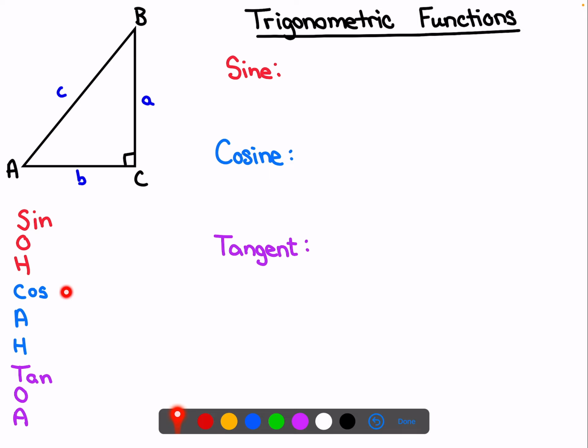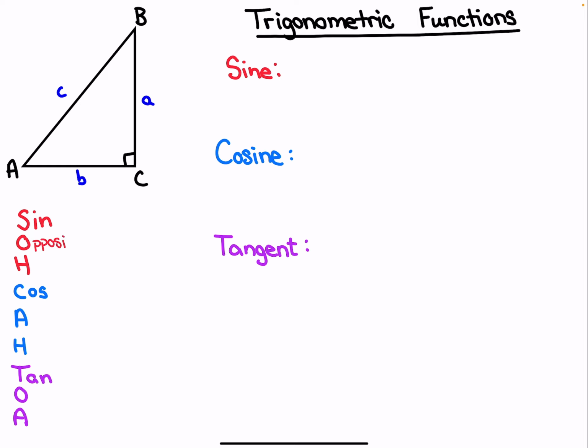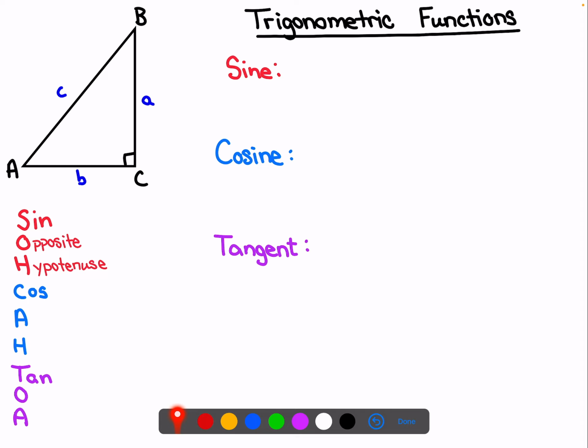Now we can see that within Soh-Cah-Toa, the S, the C, and the T just stand for our actual trig functions. Meanwhile, the O and the H, the A and the H, and the O and the A, these are the ratios of our side lengths. So, for instance, let's go ahead and start with sine. We're going to do sine of angle A. And what this stands for, well, the O stands for opposite, and the H stands for hypotenuse.